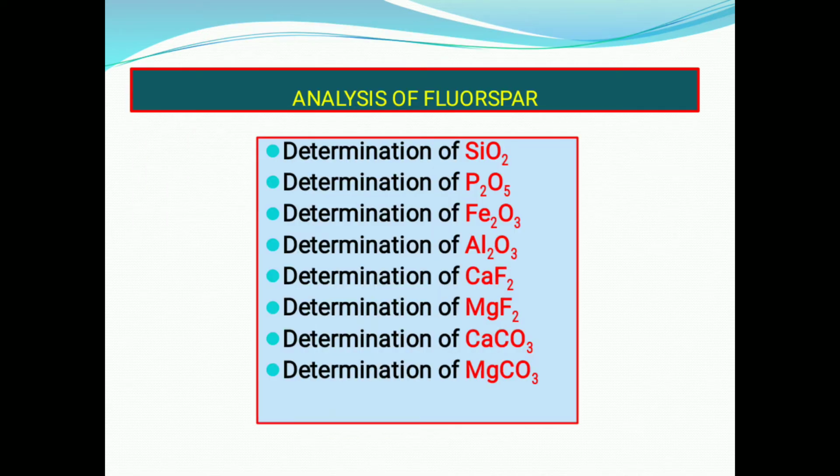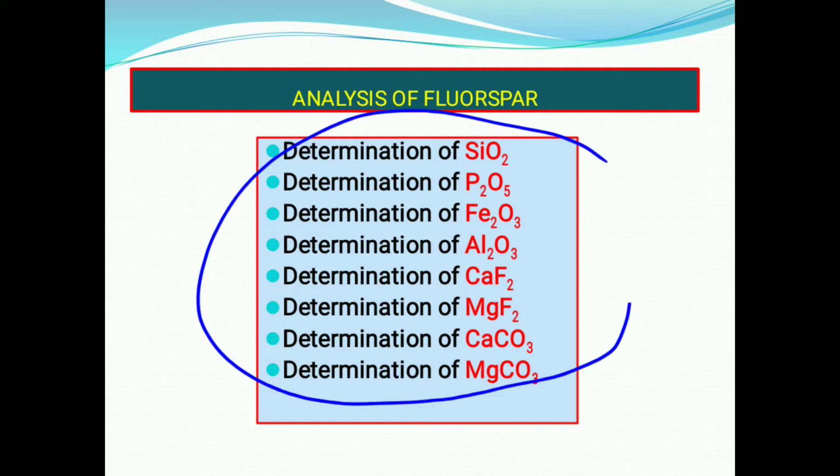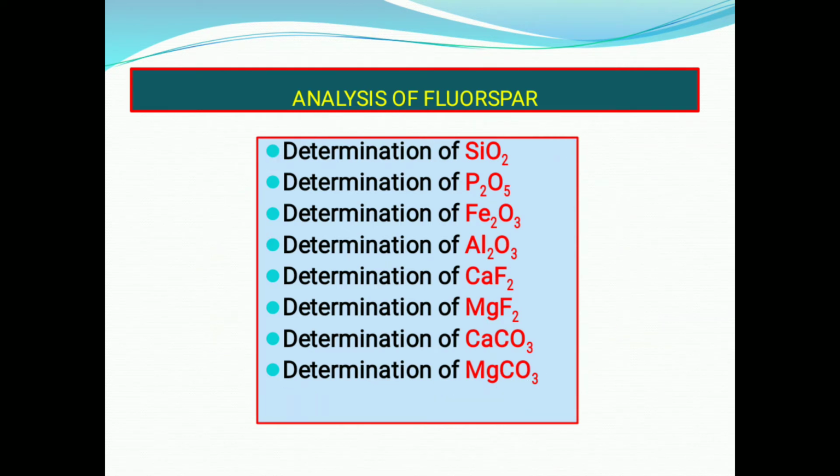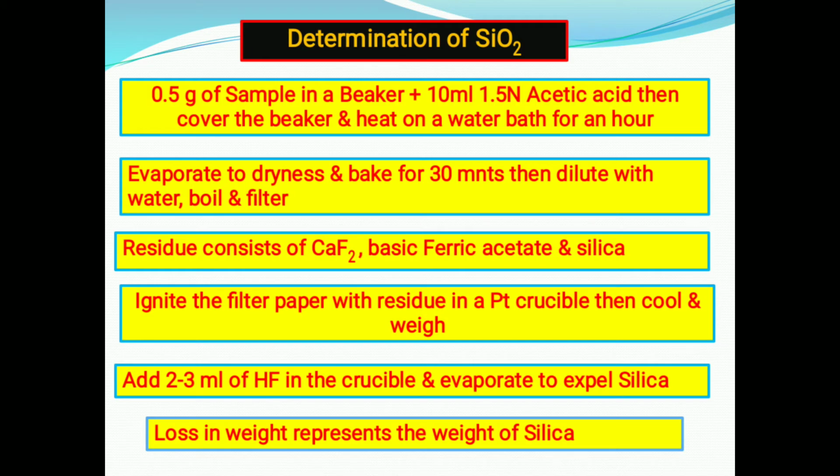So if you want to analyze the fluorspar, you need to determine all these constituents: silica, phosphorus pentoxide, ferric oxide, alumina, calcium fluoride, magnesium fluoride, calcium carbonate, and magnesium carbonate. So, let us first discuss the determination of silica.